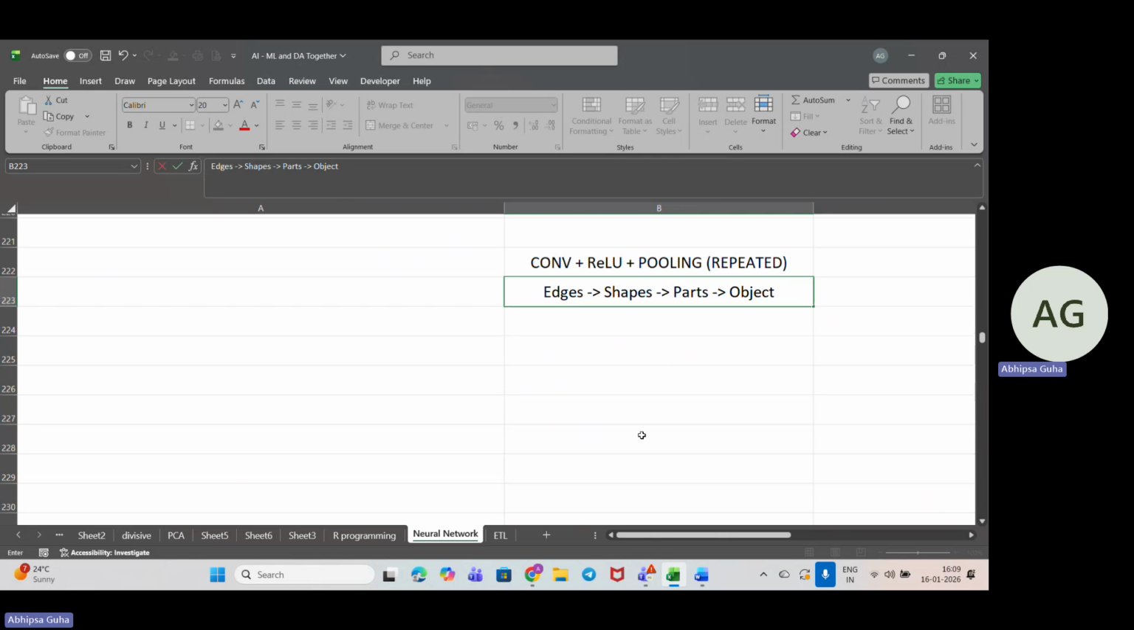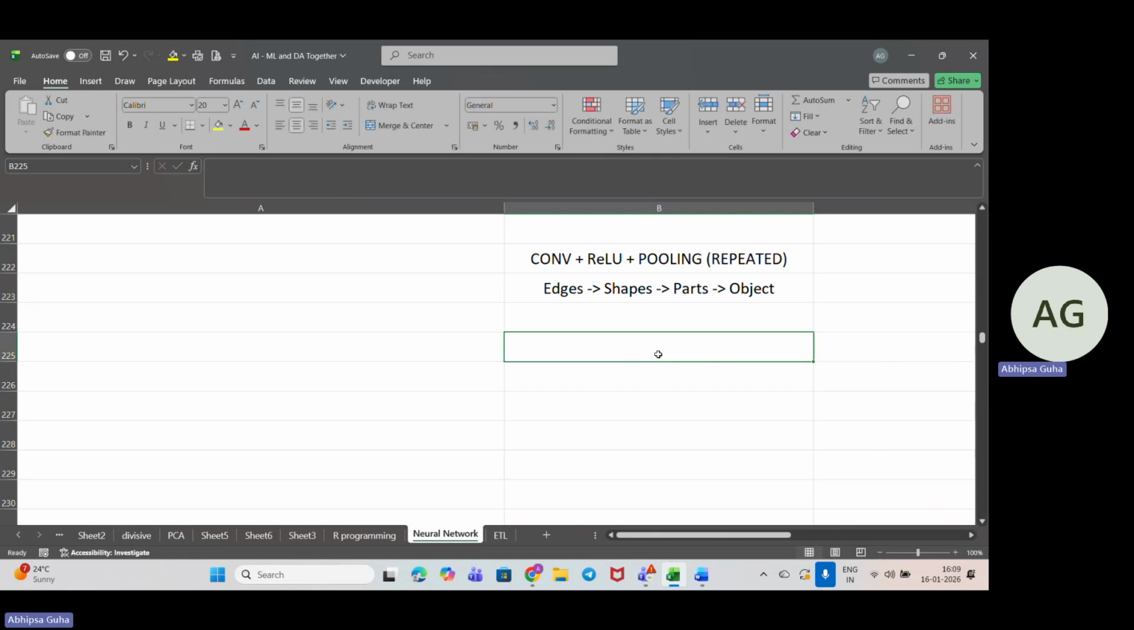Now we have the flatten layer. This is from image to list. So now the CNN stops looking like an image and comes down to a list format. So what is flatten? It converts the 2D image into a 1D list.